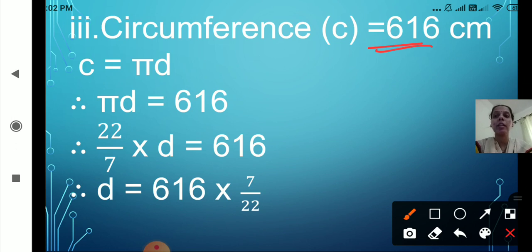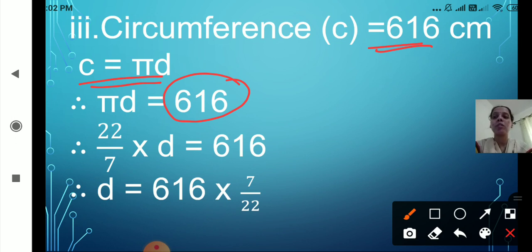That is pi d, correct? C is equal to pi d. So we will write this formula first. We'll find out diameter first. So pi d is equal to, C is given, that is 616, right? Circumference is given. So pi d is equal to 616.